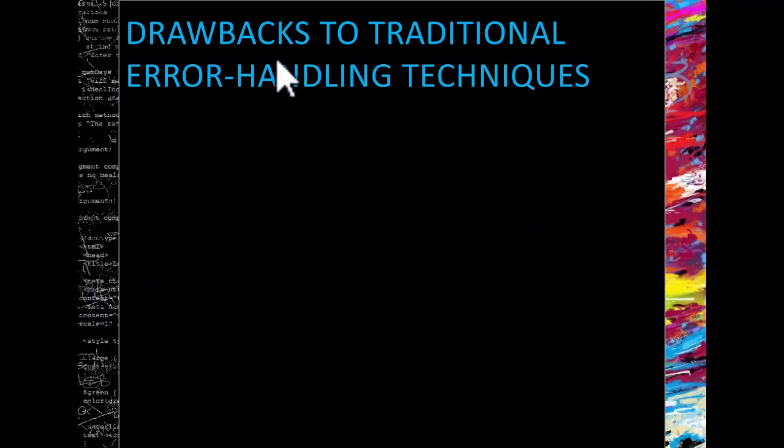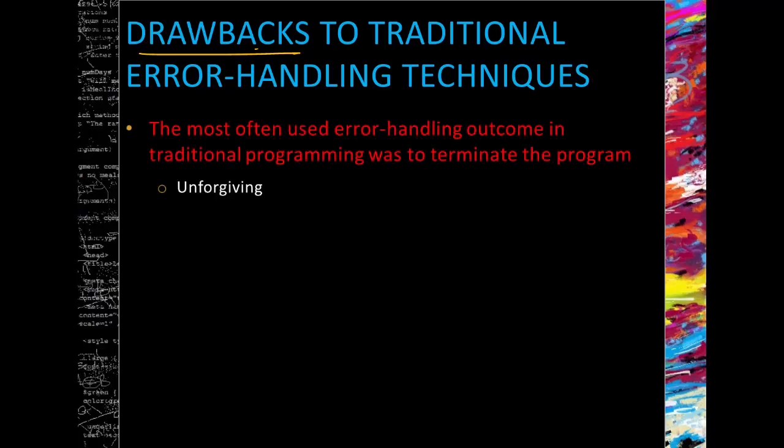So let's discuss the drawbacks of the traditional error handling techniques of procedural programming. The most often used error handling outcome in traditional programming was to terminate the program, meaning exit the program or exit the method. Oh, it was so unforgiving, and it's completely unstructured. You'll see why when we discuss an example of a procedural method.